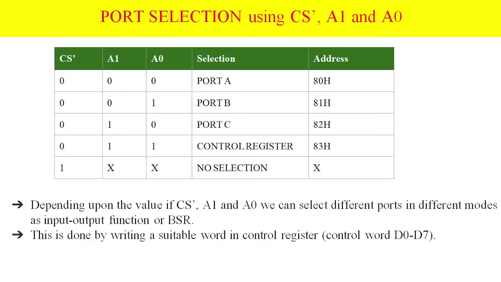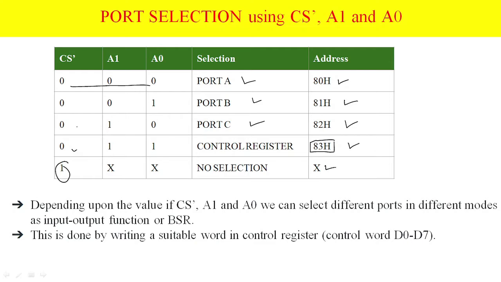For chip select, A1 and A0: if they are all 00, that means port A is selected and the address is 80H. If it is 01, port B is selected, with port address 81H. 10 selects port C, and the port address is 82H. If it is 11, that means the control register is selected; later I will discuss this. And for 100, the IC is disabled, so there is no selection.